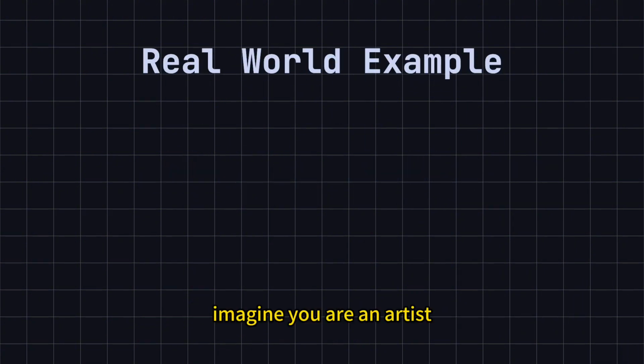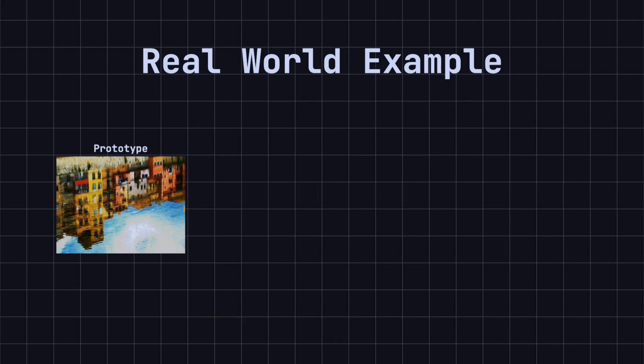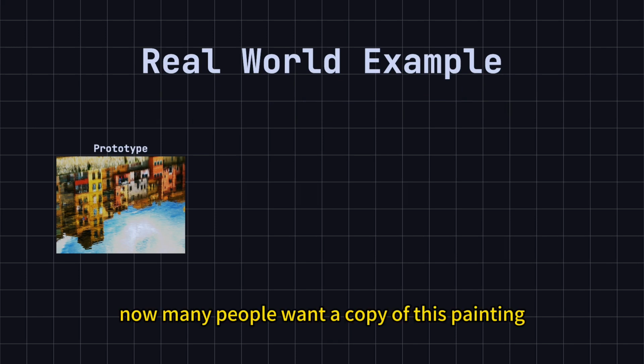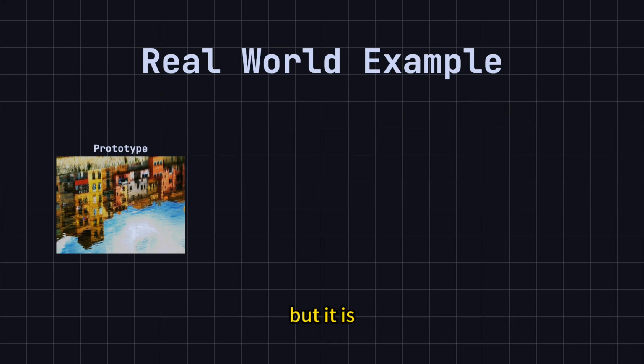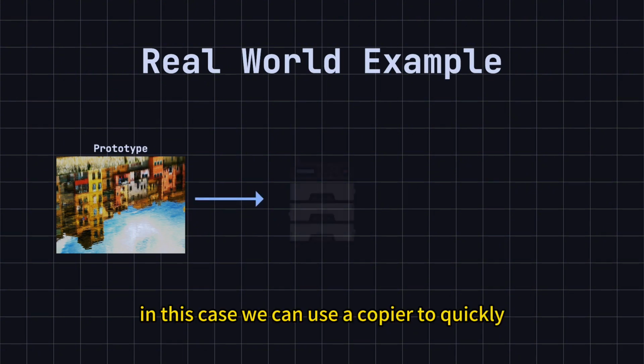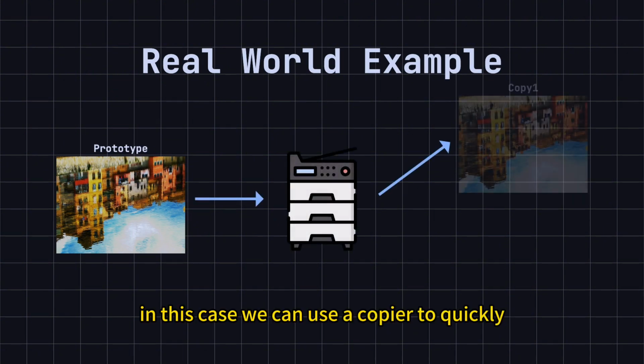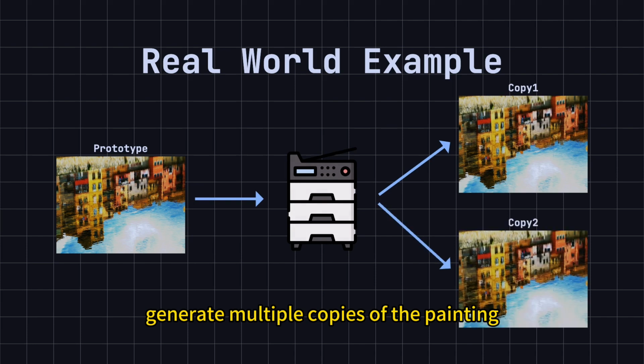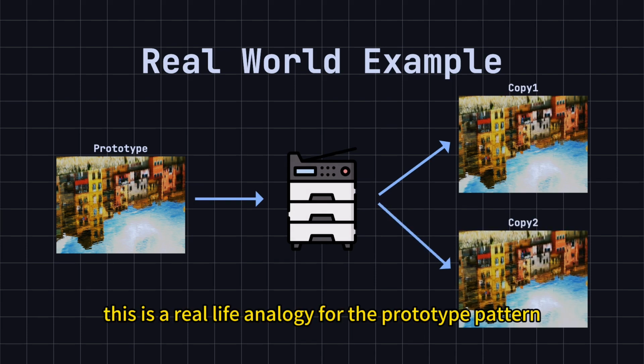Imagine you are an artist who has just finished a painting. Now, many people want a copy of this painting, but it is obviously not practical to repaint it each time. In this case, we can use a copier to quickly generate multiple copies of the painting. This is a real-life analogy for the prototype pattern.